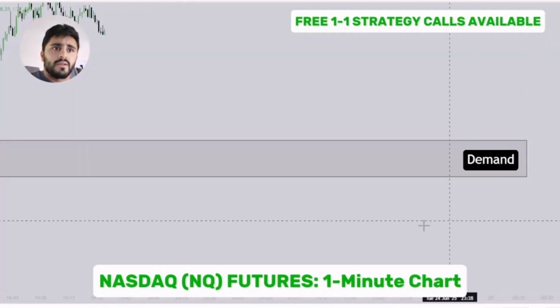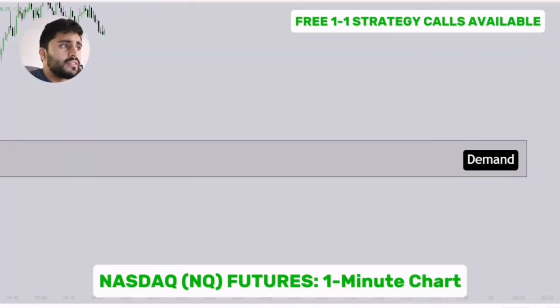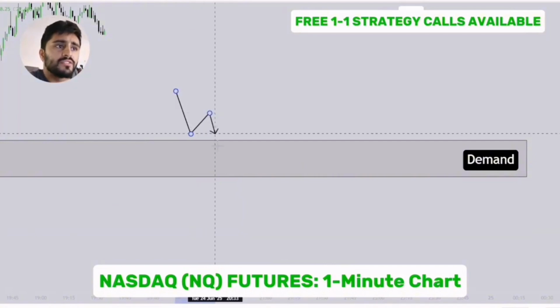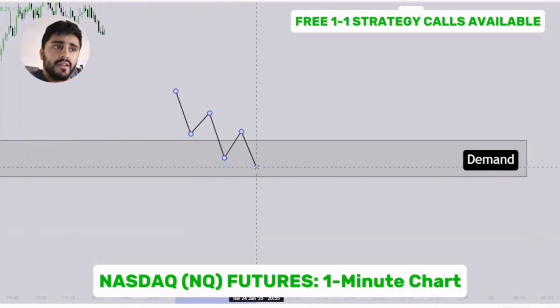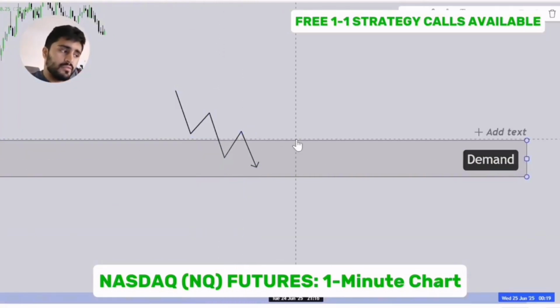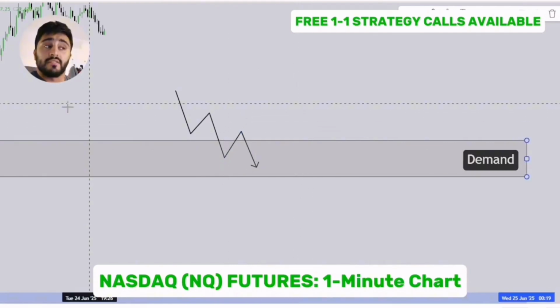So let's just go back to our order flow. Let's just go back to TradingView for a second. So on TradingView, the way we want to be analyzing price is we want to understand that every demand zone is holding due to passive buyers. So we come into the demand zone, right? So we first enter the demand zone.